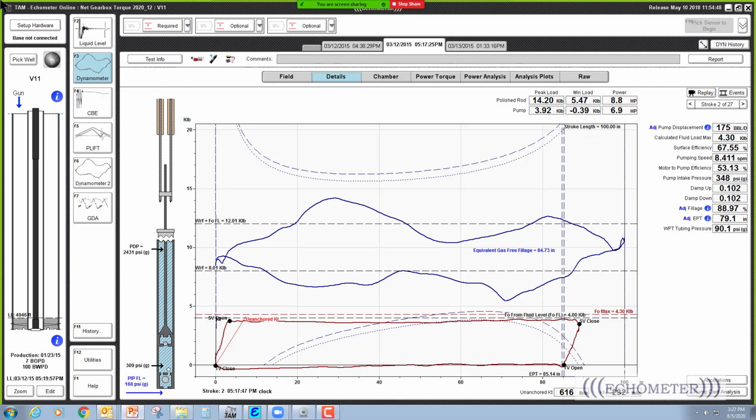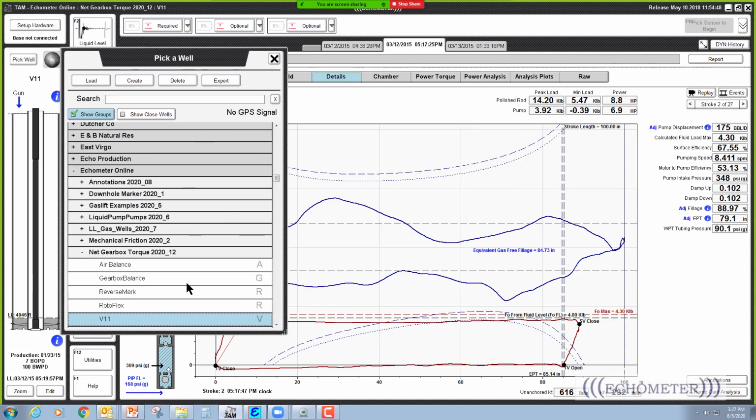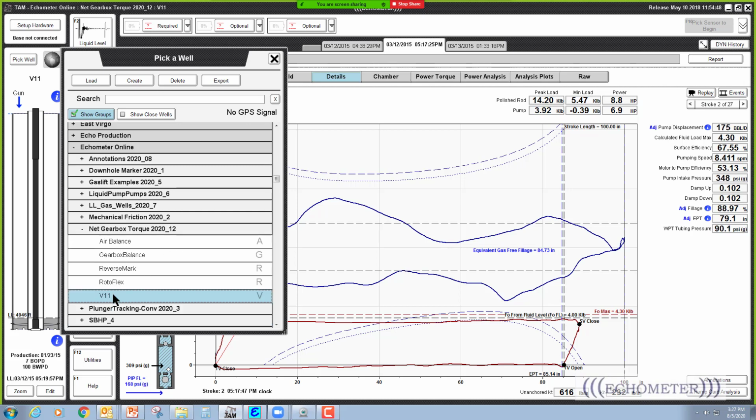When I go pick a well and go to my database, the pick a well shows that when you install those files, it will install them on your computer in a folder called Echometer Online, and there's going to be a net gearbox torque 2020. This is the 12th Ask Echometer, and we have five examples. The first example I'm going to look at is the V11 well, which is a conventional pump unit. It's not overloaded, and I'm just going to go through and show you some things about the software.